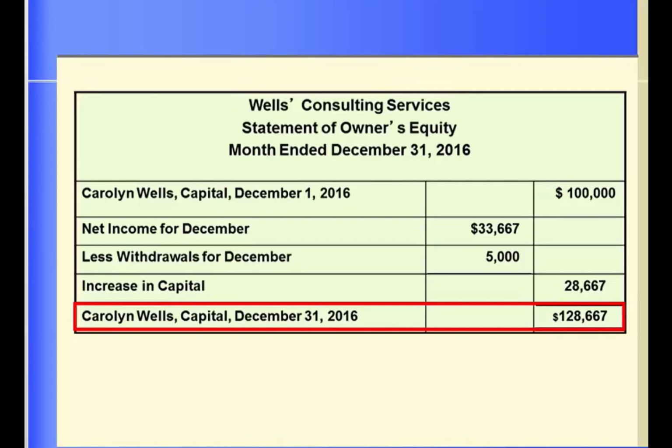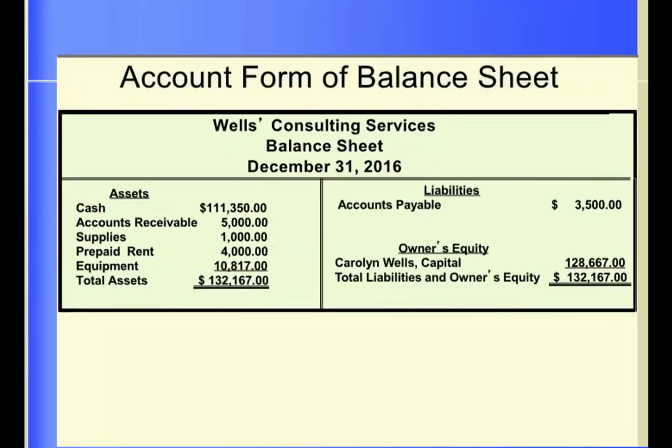The statement of owner's equity reports the changes that have occurred in the owner's financial interest, the owner's capital account, during the reported period. Here is the statement of owner's equity for Wells Consulting Services. The beginning capital balance came from the unadjusted trial balance column. The amount of net income came from the worksheet.